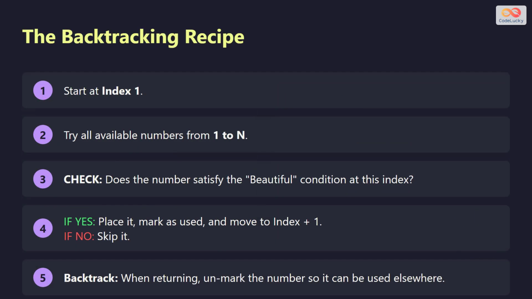Here is the recipe for our backtracking algorithm. We start at index 1. We iterate through numbers 1 to n. We check if the current number is unused and satisfies the condition for the current index. If it does, we place it and move to the next index. If not, we skip it. When we return from the recursive call, we backtrack by marking the number as unused again.